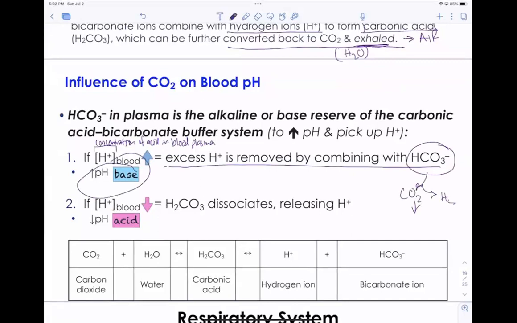On the flip side, if it's becoming too acidic, right, the concentration of plasma protons goes up, pH is going to go down. And so that means that you're releasing more protons and the pH goes down. So the buffering system is basically you can put more bicarbonate ions into the blood, or you can put more protons into the blood, making it acidic or basic.